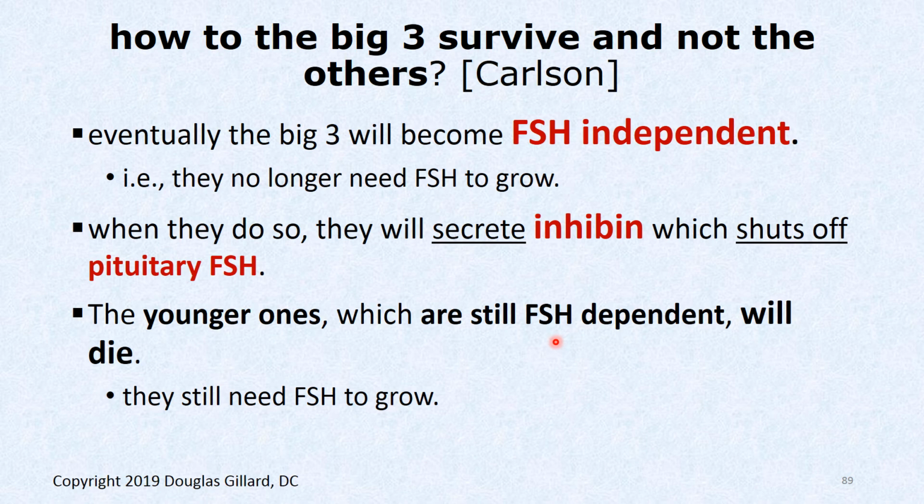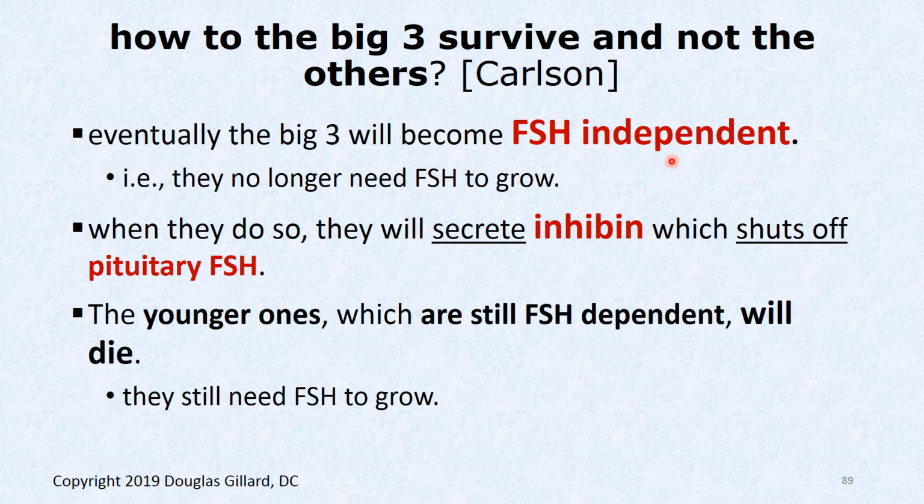LH is not made either. And without these hormones, the smaller ones can't make their own hormones. So without pituitary FSH, they're going to die. So the younger ones, which are still FSH dependent, will die. I can see my test question playing around with these words, dependent and independent. So watch that closely, read that carefully. Don't let your eyes trick you. Am I saying FSH independent or dependent? I like little tricks like that. So make sure you pay attention to that.